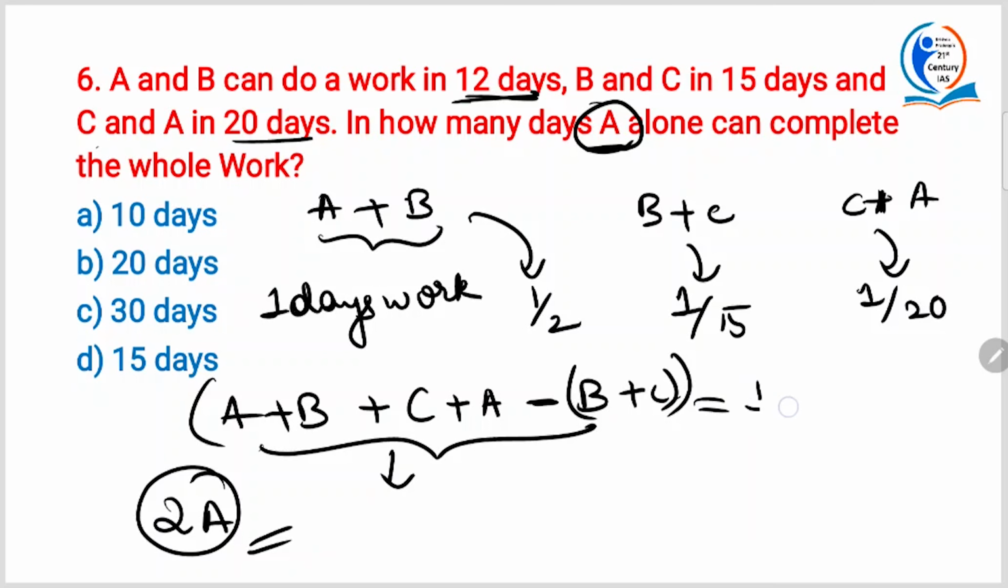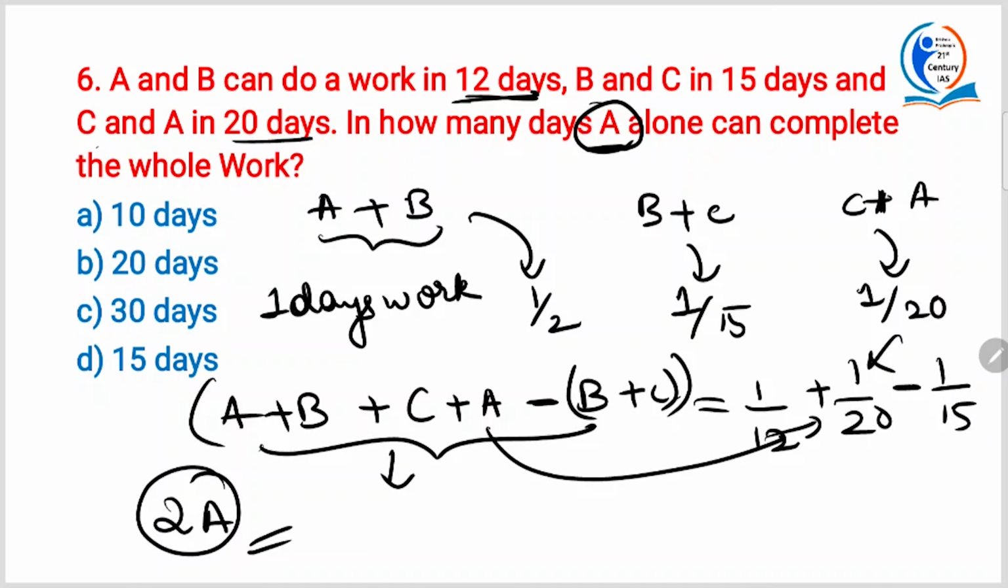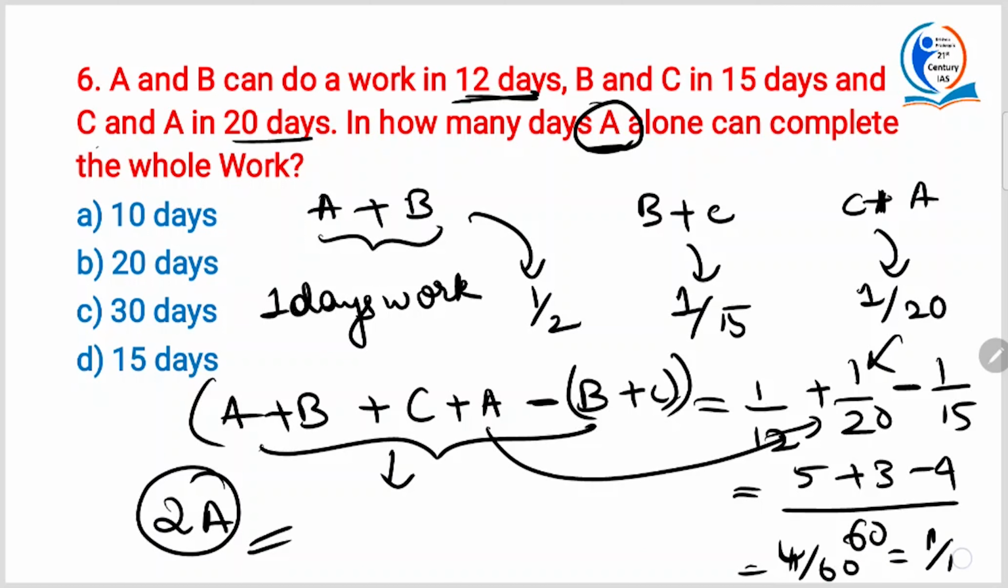Alright, so now, if I write 1 by 12 plus 1 by 20, that is C plus A, minus 1 by 15. Alright, how much will you get? What is the LCM here? It is 60, right? So 5 plus 3 minus 4. How much will you get? 8 minus 4 is 4. 4 by 60. Alright, now this 4 by 60, in simplified form, is 1 by 15.